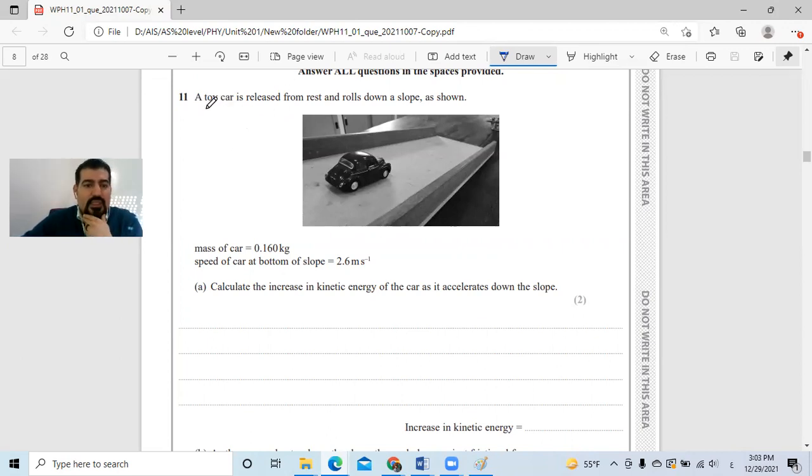Question number 11. A toy car is released from rest and rolls down a slope as shown. This is the mass of the car, and this is the speed at the bottom. So u is 0, and this is v. Calculate the increase of the kinetic energy as it accelerates down.